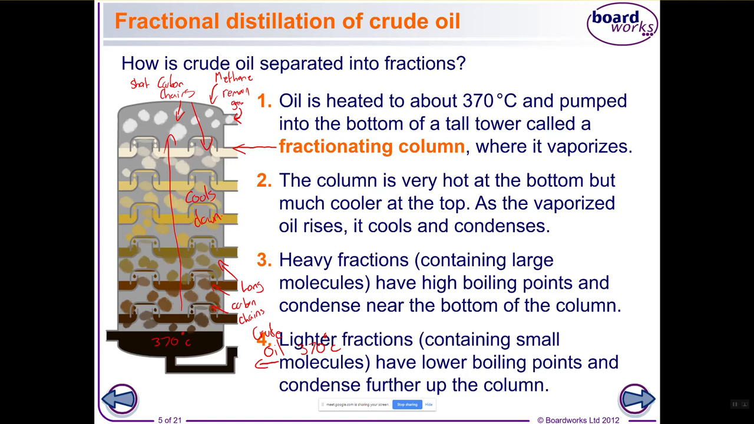So this one just says lighter fractions have low boiling points and condense further at the top of the column. Do you guys understand that? So just by using the boiling points, we can separate these liquids out.